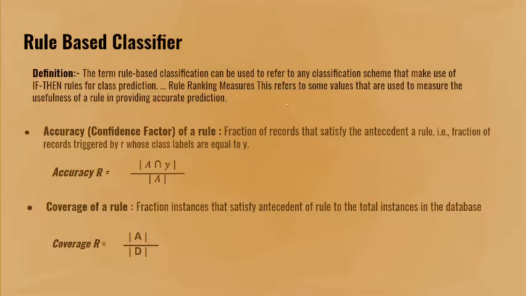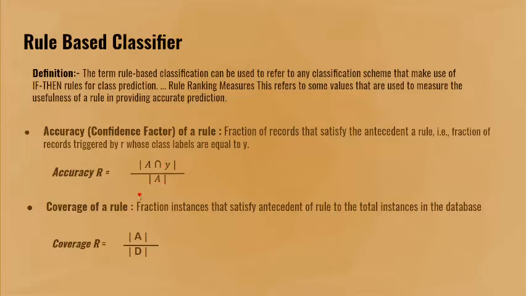So what is the accuracy of a rule? The accuracy of a rule is the ratio of the positive instances covered by the rule to the total instances covered by the rule. Here, let us assume that A is the total instances covered by the rule and Y is the positive instances covered by the rule. So the accuracy of rule R will be A intersection Y by A.